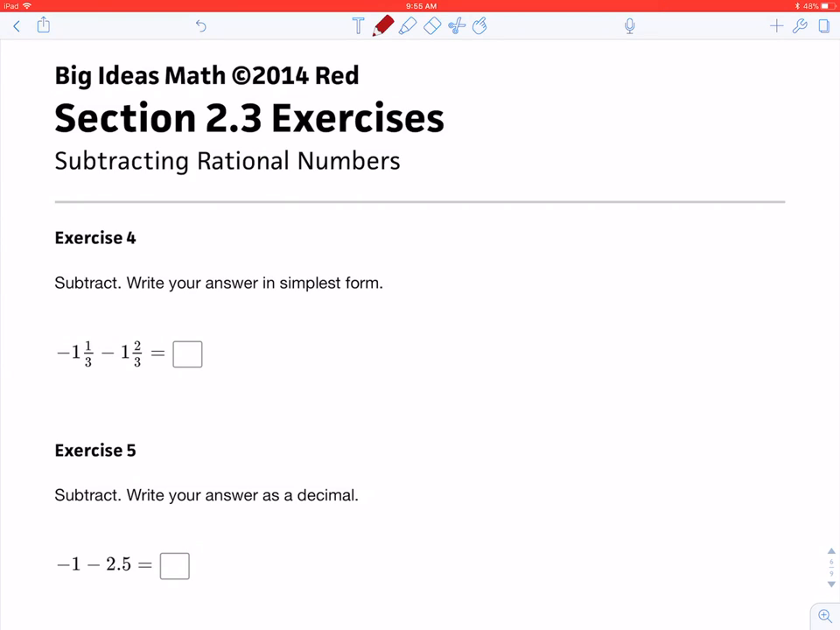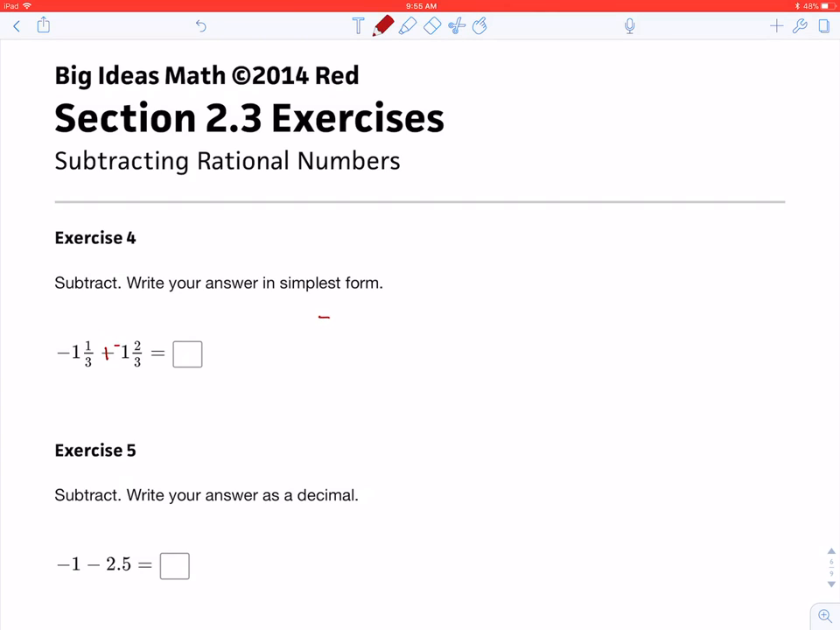So in exercise 4, we're being asked to subtract these two values here, negative 1 and 1/3 minus 1 and 2/3. And so the easier way of doing this that you guys are used to is by doing a keep, change, change. So that's the number one hint for all of these problems, that you're going to be doing keep, change, change in order to solve these problems a little easier.